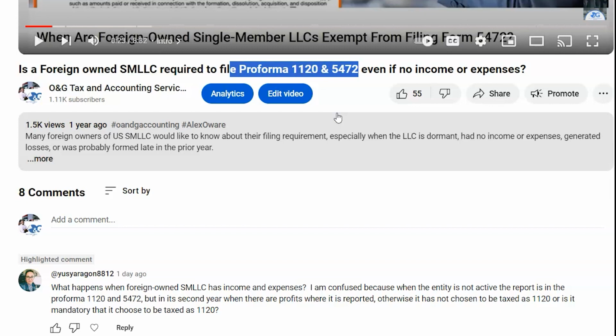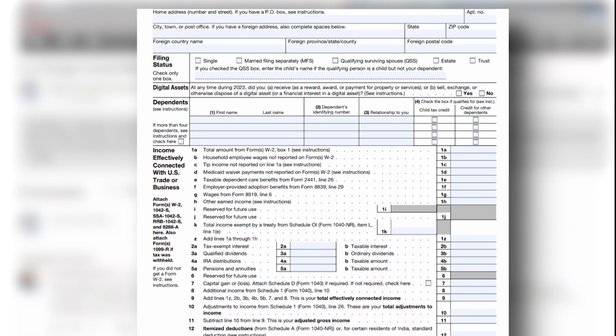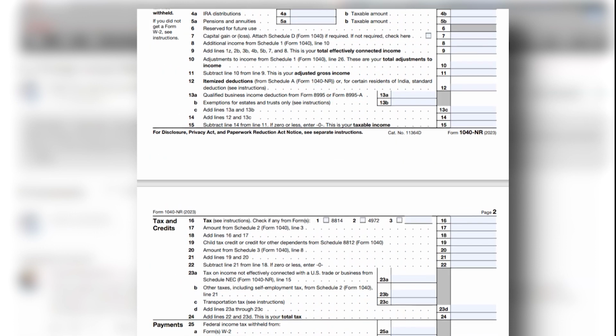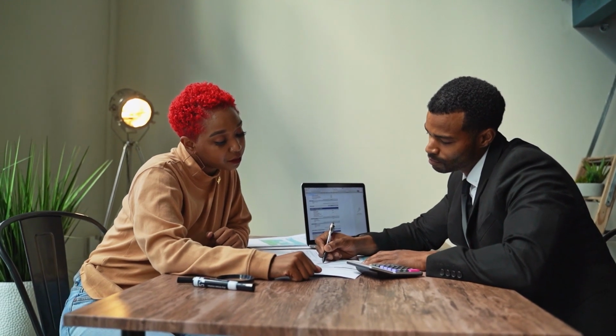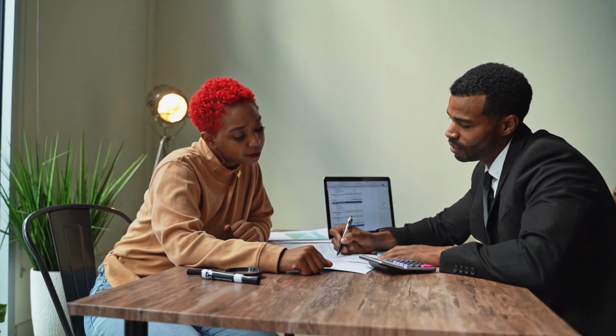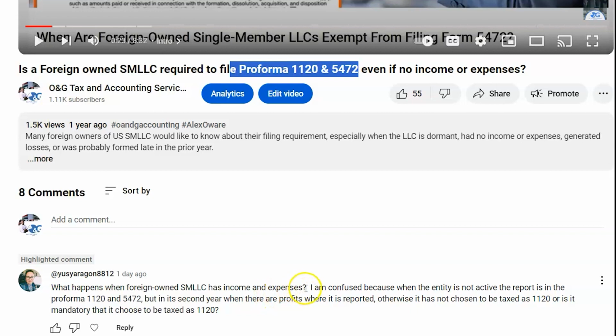So if you have income and expenses and you feel that income is taxable in the US, you report it on 1040-NR. 1040-NR, for non-resident, is where a non-resident reports income and expenses that they think are taxable in the US. If you go through the analysis or consult with a CPA and attorney and determine that the income you're generating is not taxable in the US, then a 1040-NR is not necessary and you can decide not to file it. So income and expenses don't go on this form. What goes on the Proforma 1120 is related party transactions or reportable transactions.